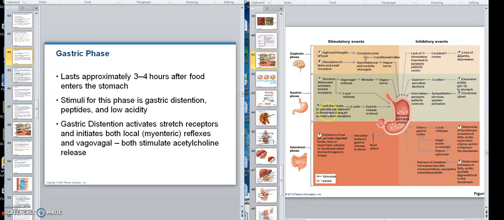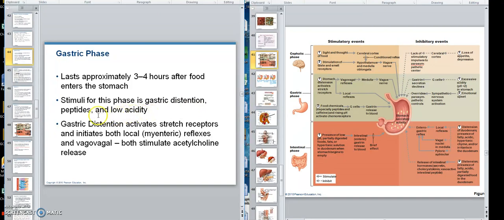Food chemicals enter in. A rising pH activates chemoreceptors, G cells, which are gastrin-producing cells, release to the blood. These G cells secrete a hormone, gastrin, goes into the blood, but the receptors are here on the stomach cells, primarily on the parietal cells, but also on other cells too, we'll talk about. So stimuli for this phase is gastric distension, peptides, and low acidity.